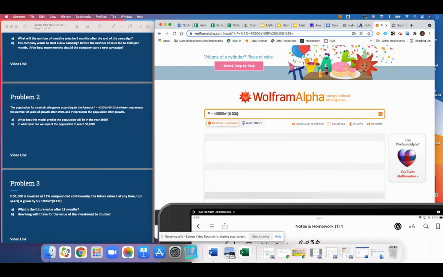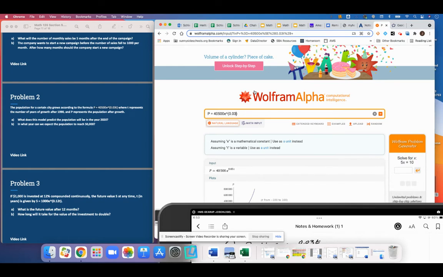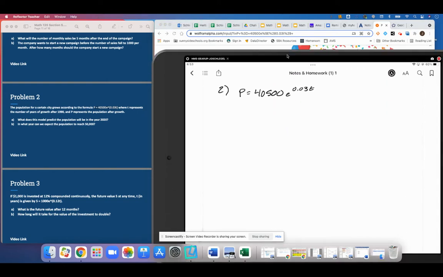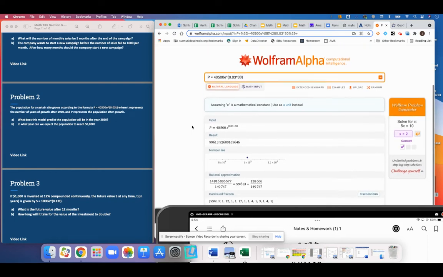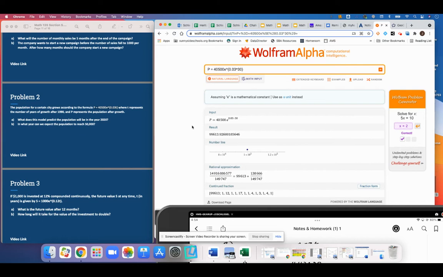And so if I do this correctly in Wolfram, everyone, we do have for the year 2020, 30 years later, replacing T with 30. So we'll have P equals 40,500 e to the 0.03 times 30. So don't forget your multiplication symbol here. We end up with right close to 100,000, which is what I predicted, 99,613.92. So we can round up on that one.